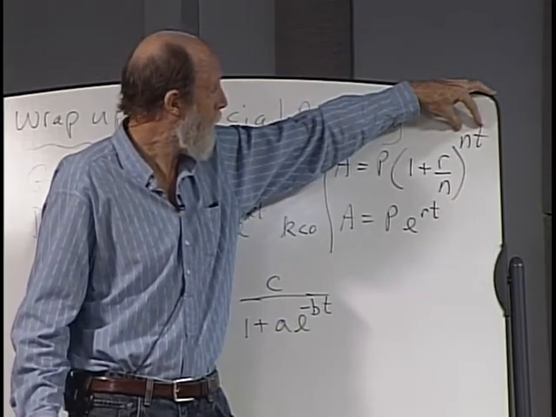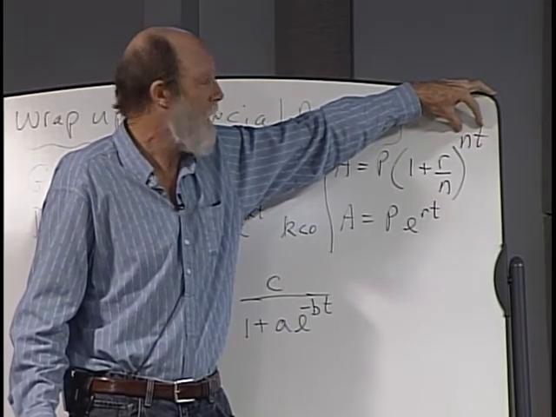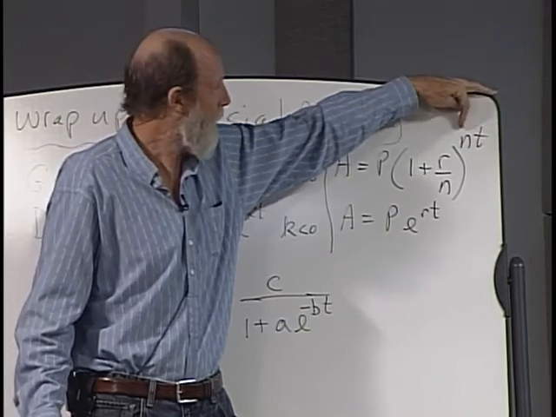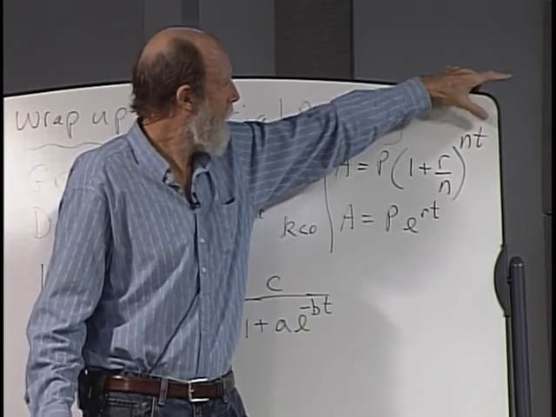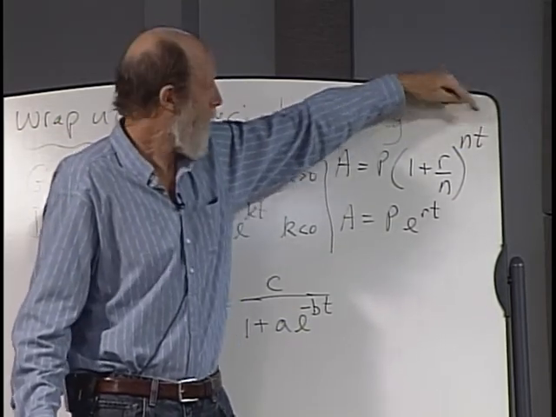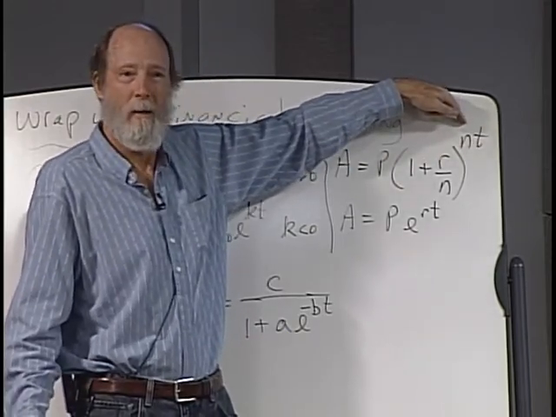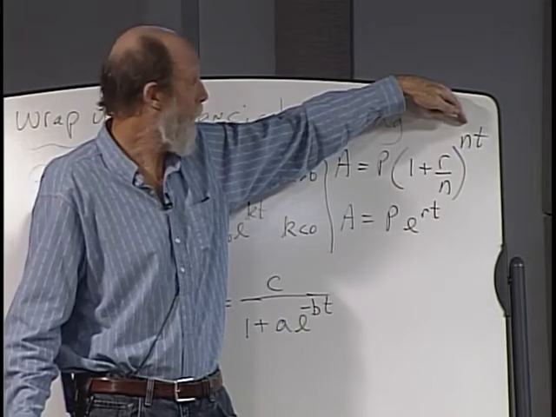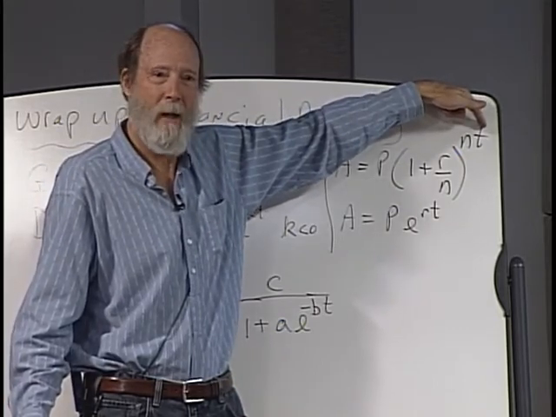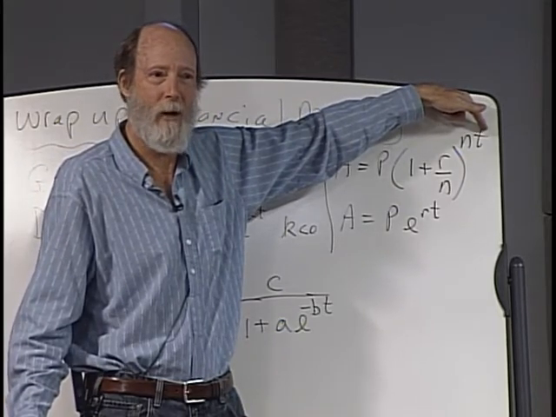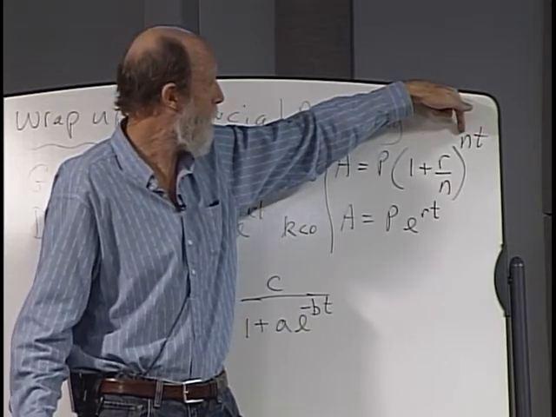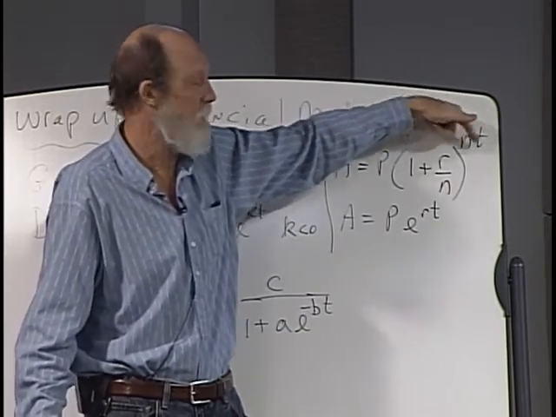Now, up here in the exponent, the product of N and T, that means the number of compoundings per year times the number of years. So that's the total number of compoundings that are going to occur to reach a point sometime in the future, like 2.5 years, 5 years, 10 years, something like that, times the number of compoundings. That's the total number of compoundings.